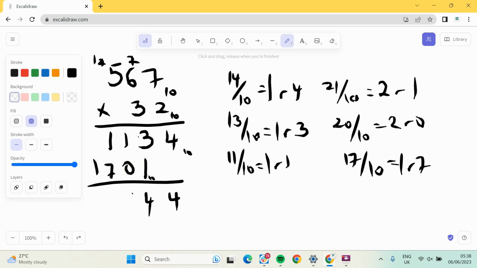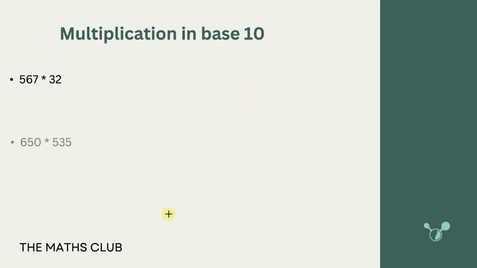1 plus 0 is 1. 1 plus 8 is 9, and I'll bring down this 1. So at the end of the day, our answer for this is 18,144. This is actually how we'll be multiplying in base 10. You might not have really noticed it, but this is how we'll be multiplying in base 10 all the way down. So let's do the next question, which is 650 times 535.